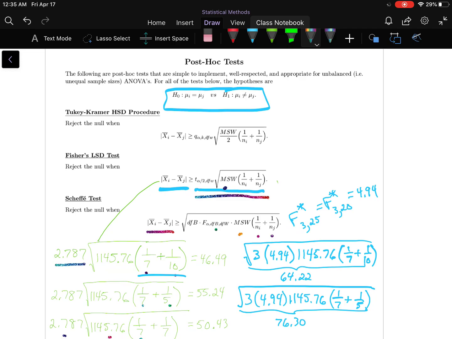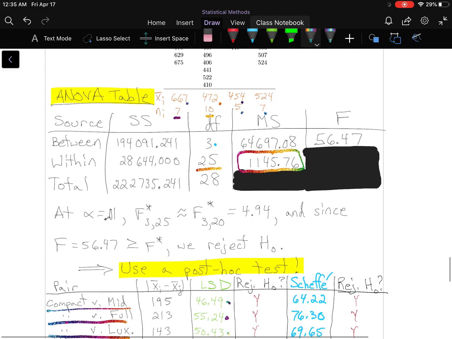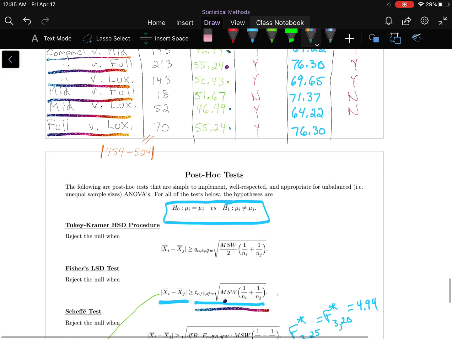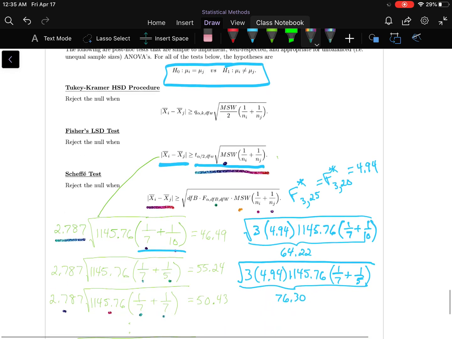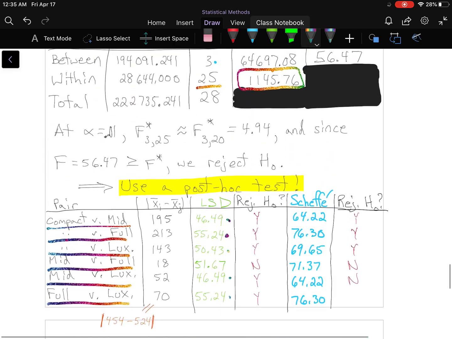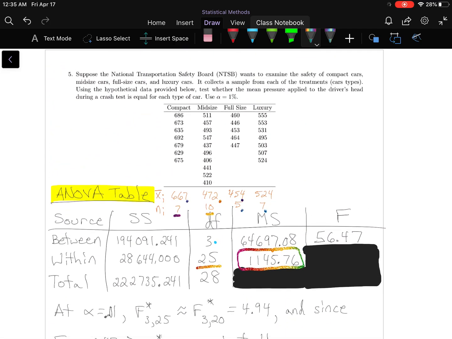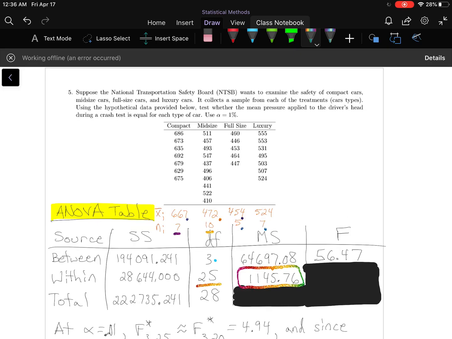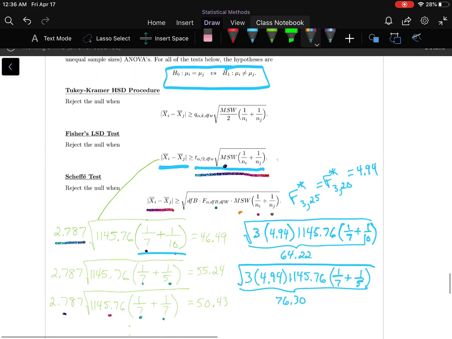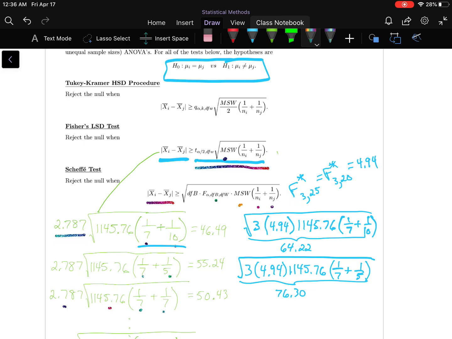Next, we need our mean square within, which from our ANOVA table is what I've got boxed out there, 1,145.76. So that's what gets plugged inside the square root. And inside the square root, that is also multiplied by the sum of the reciprocal sample sizes, again, for the two groups that we're looking at now. So that's compact and mid. Compact has 7 observations. Mid, we could see, has 10. So I wrote those as the second orange row here, below the averages. So you've got 1/7 plus 1/10. And when you calculate this, you get 46.49.